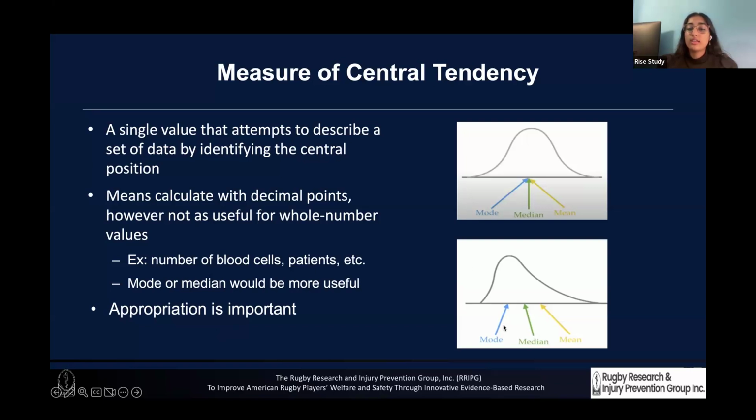So, when we're looking at this other distribution here, we see it's skewed towards the right, meaning that the tail here is longer than the actual majority. So this is why we say it's skewed towards the right. But notice how the mode, median, and mean are all at different values. And so you kind of have to appropriate what exact value you want to use when you're looking at your measure of central tendency.